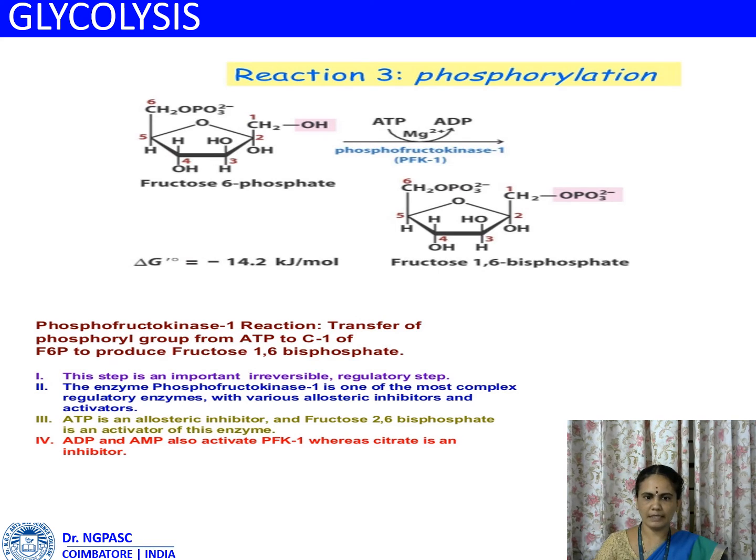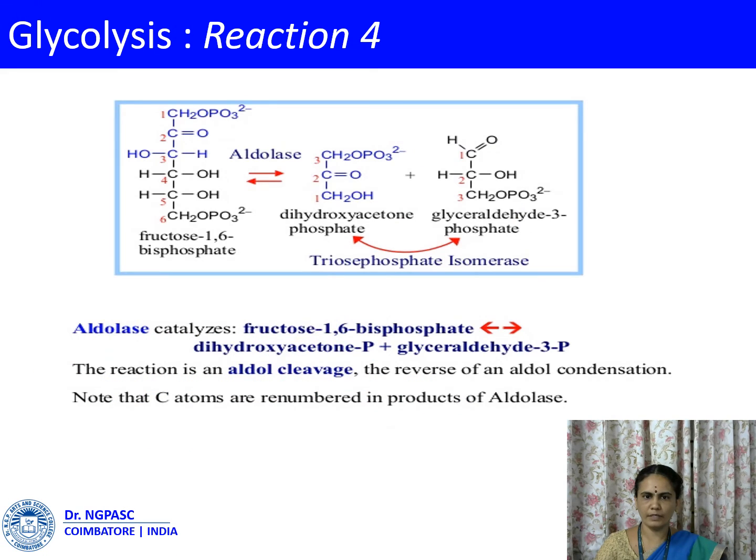So this step is an important, irreversible and regulatory step. The enzyme phosphofructokinase is one of the most complexly regulated enzymes, with various allosteric inhibitors and activators. ATP is an allosteric inhibitor and fructose 1,6-bisphosphate is an activator of this enzyme. ADP and AMP also activate phosphofructokinase, whereas citrate is an inhibitor of this enzyme.